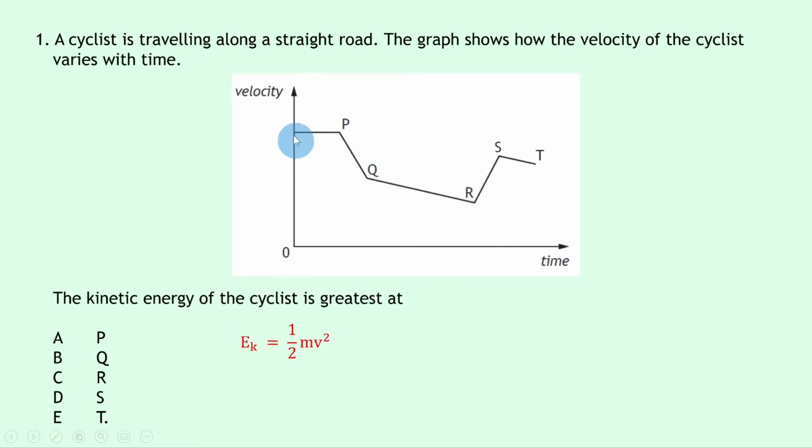So the biggest velocity on the y-axis is going to be at point P here because that is higher than all the other points. So P is our final answer, which means we have A.